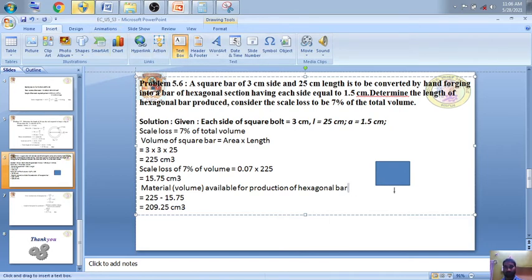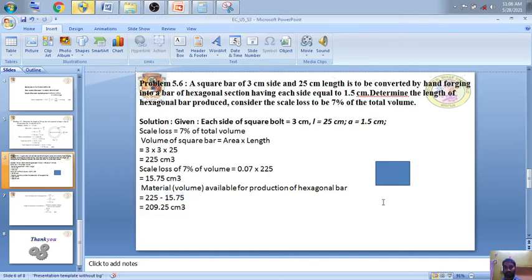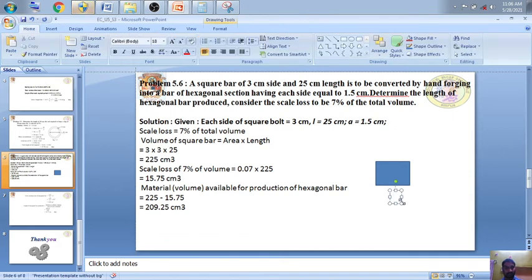So this square bar is 3 centimeter. Since it is square, both sides are 3 into 3. It has some length, and that length is 25 centimeter. Out of this you need to convert this into hexagonal bar.